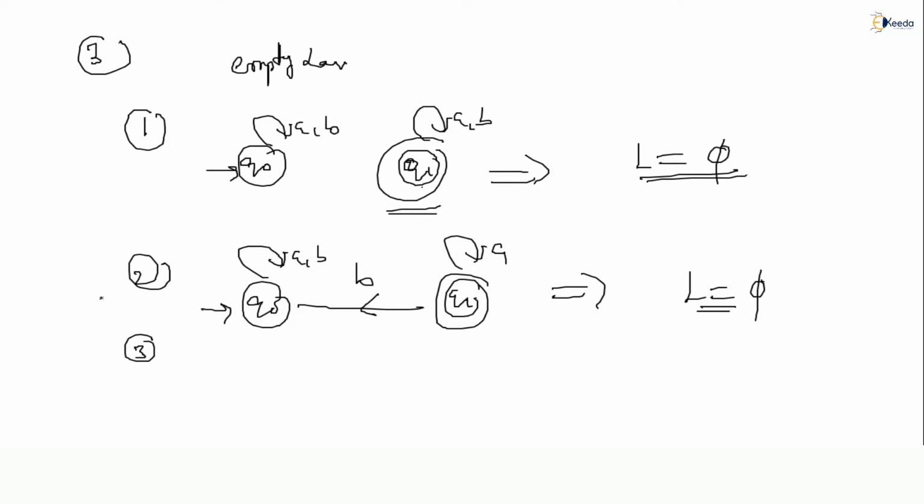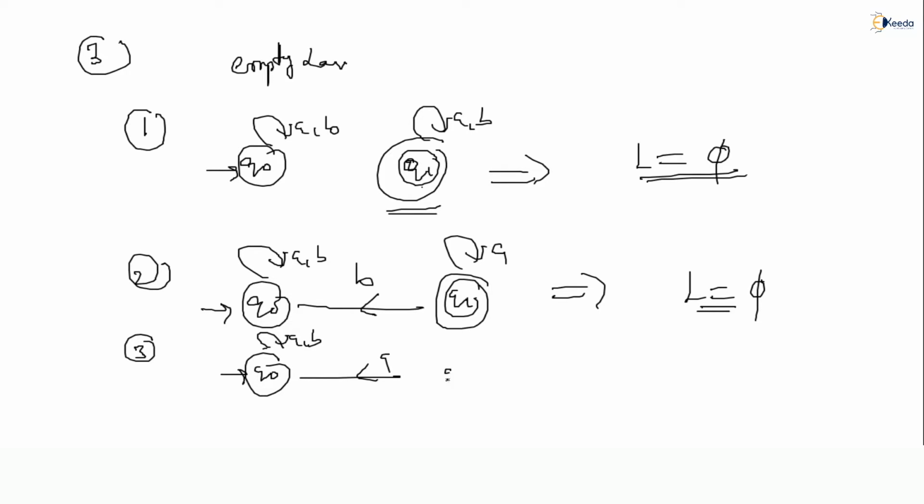Under the third note, I am giving different examples of cases where the FA accepts the empty language only. Third one, if you see, all of you, Q0 on A, B.